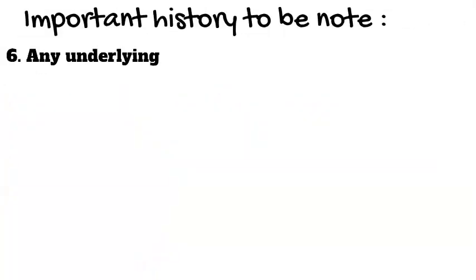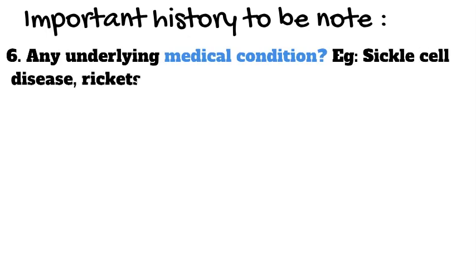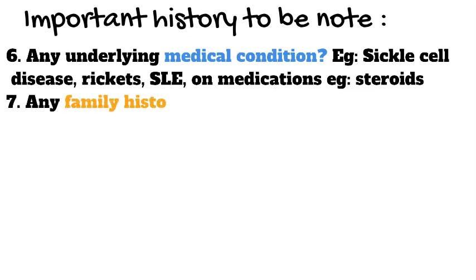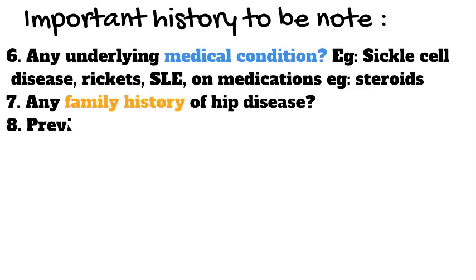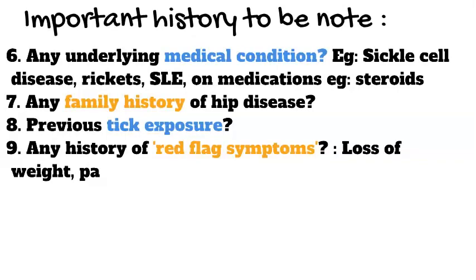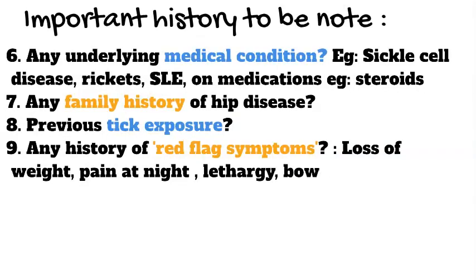Number 6. Any underlying medical condition, for example sickle cell disease, rickets, SLE (systemic lupus erythematosus), or patient on medication, especially steroids. 7. Any family history of hip disease. 8. Previous tick exposure. 9. Any history of red flag symptoms, for example loss of weight, loss of appetite, pain at night, lethargy, bowel disturbances.